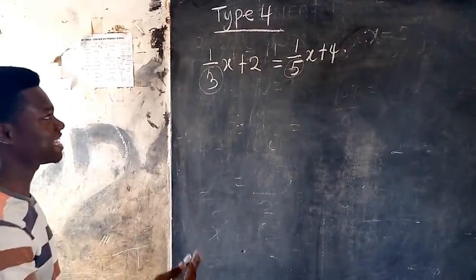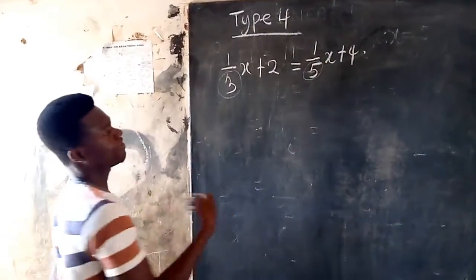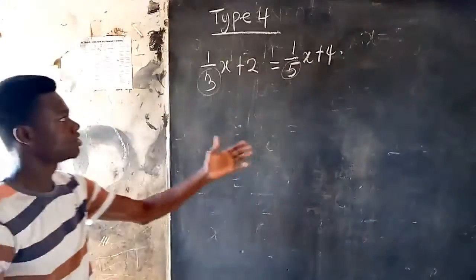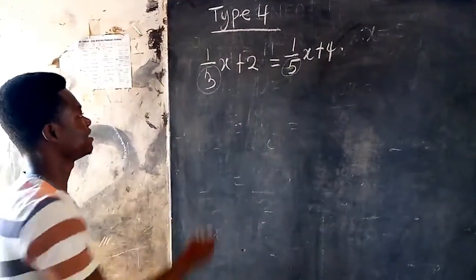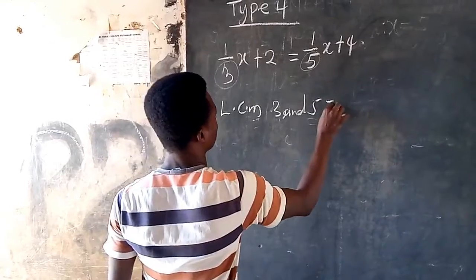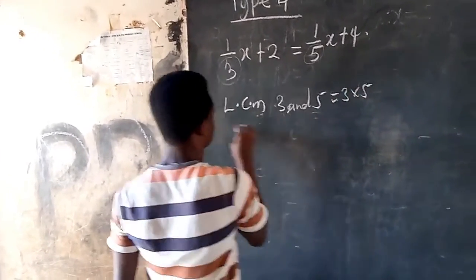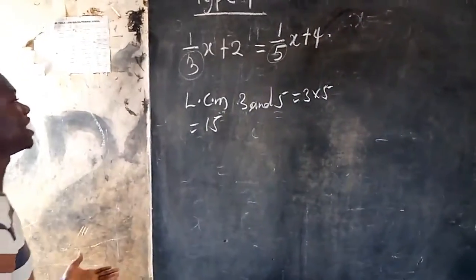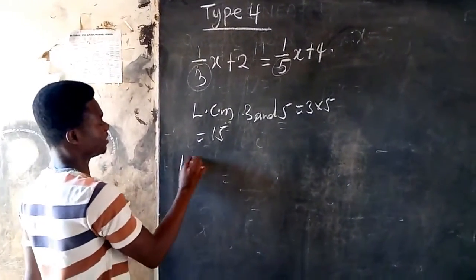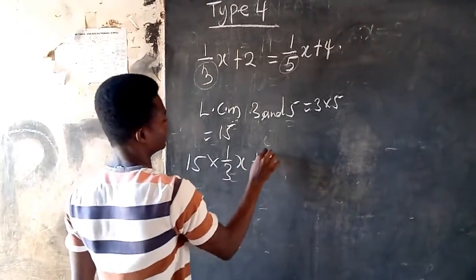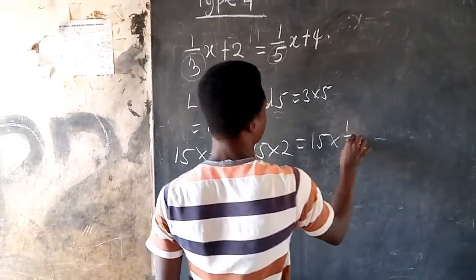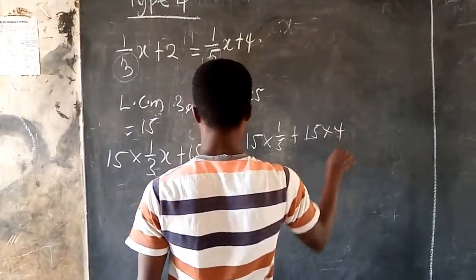Whenever the denominators are such that one of the denominators cannot divide itself and divide the other, we can find their LCM by multiplying them. So the LCM of 3 and 5 is 3 times 5, which gives us 15. All that you need to do is multiply the equation by the LCM, which is 15. So we say 15 multiplied by 1 over 3x plus 15 times 2 is equal to 15 times 1 over 5x plus 15 times 4.